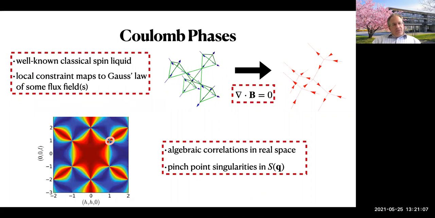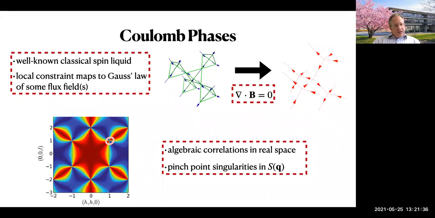Okay, and historically, one of the first spin liquids that was found was a Coulomb phase. So basically there you can map the local constraint that the total spin of each tetrahedron must vanish essentially onto an emergent magnetic field, an emergent gauge field, which has zero divergence. And then just like in classical magnetostatics, that gives algebraic correlations in real space.